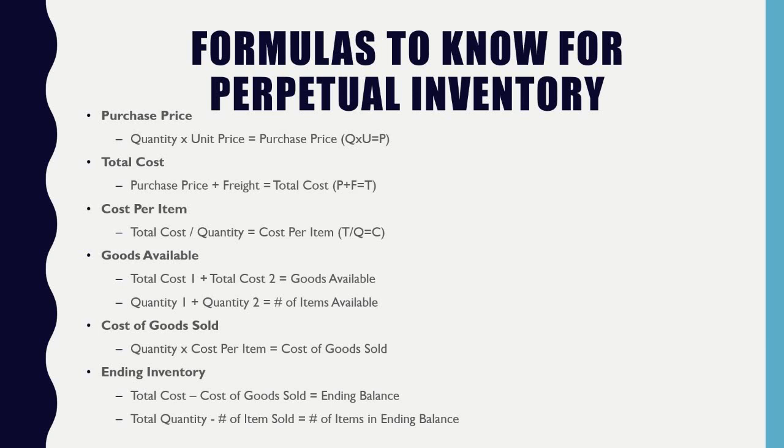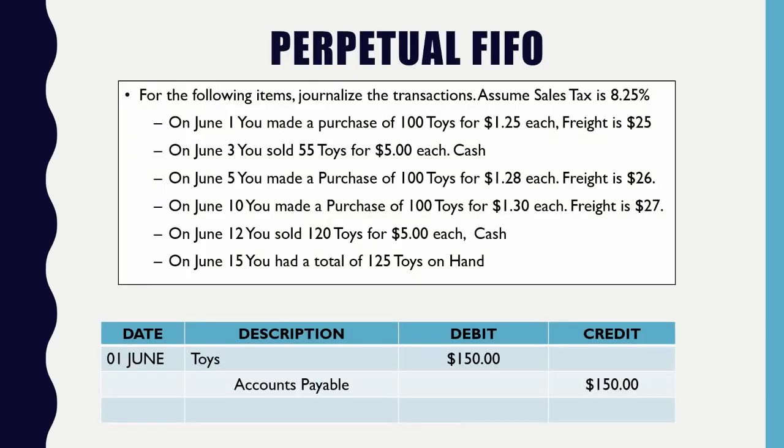Your cost of goods sold is actually going to be a completely separate column as well, where you're going to be calculating quantity times the cost per item, and that's going to give you your cost of goods sold, which we've experienced. And then, of course, ending inventory is going to be your total cost minus the cost of goods sold, which in this case means you're always going to know how much ending inventory you will have at all times. So let's take a look at an example where you are going to be purchasing and selling.